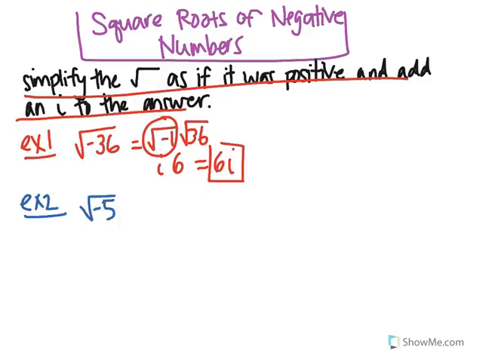For this example, the square root of negative 5, you can't simplify root 5, so all you would say is this is i root 5.